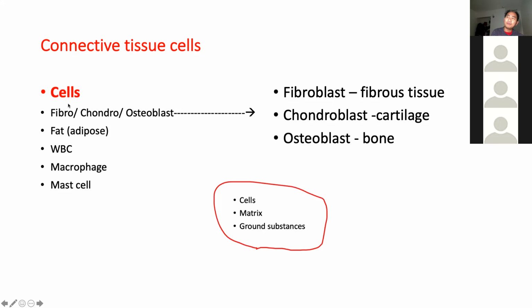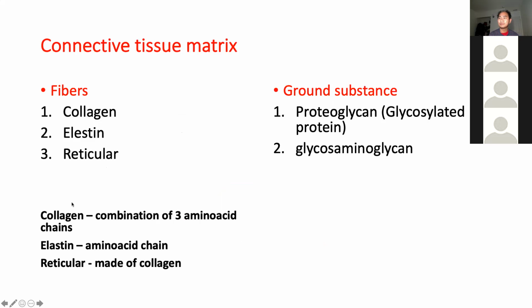And of course, on top of these life-changing cells, there will be a few other cells like fat cell, white cell, macrophage, and mast cell. And fibers, as you saw, collagen fibers, elastin fiber, reticular fiber. And the ground substance are proteoglycan and glycosaminoglycan. Collagen, what is collagen? It's a combination of 3 amino acid chains. That's it.